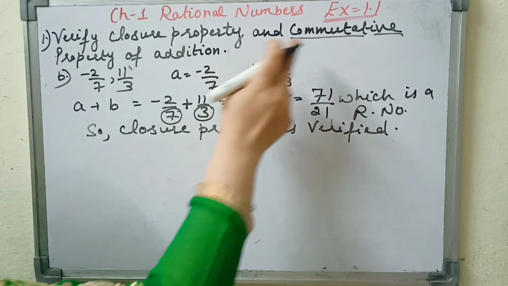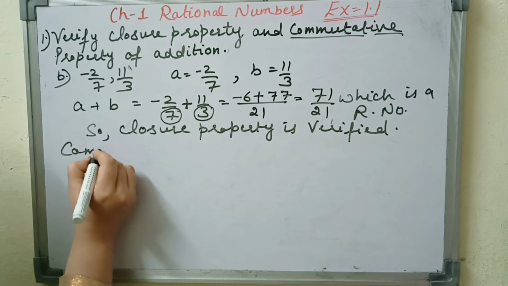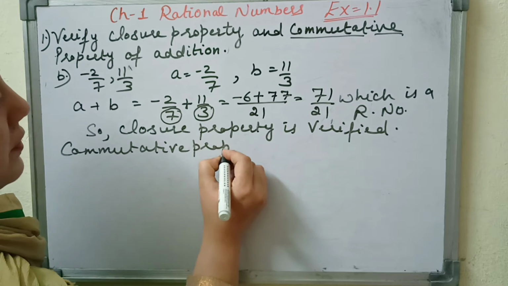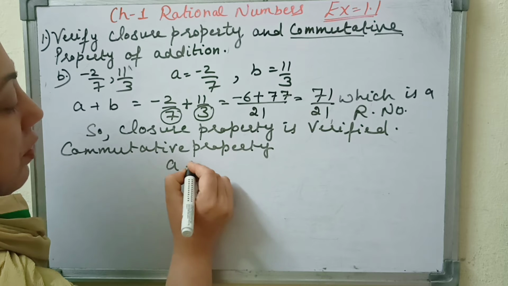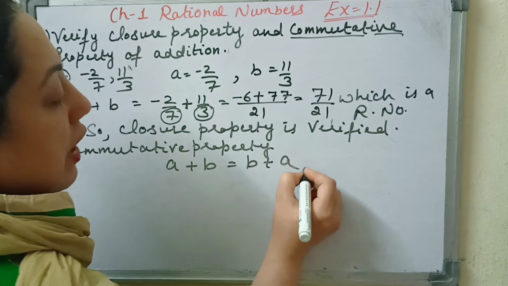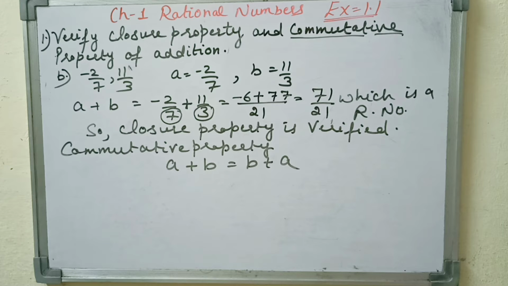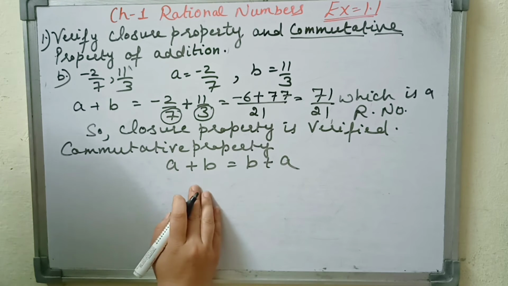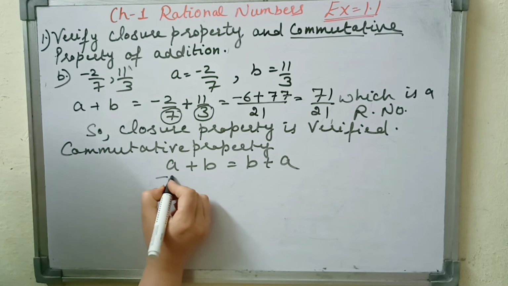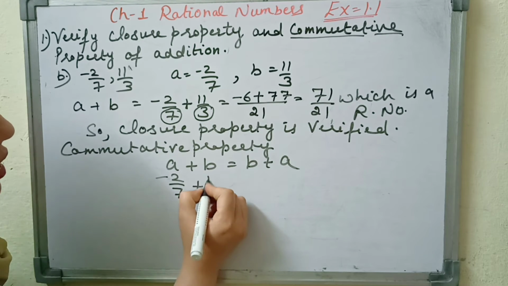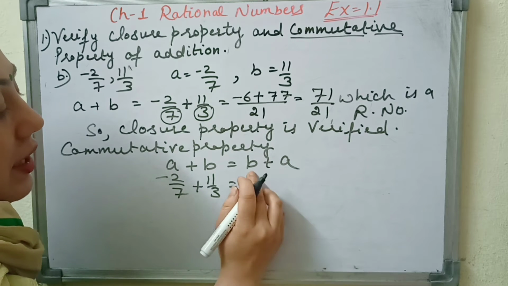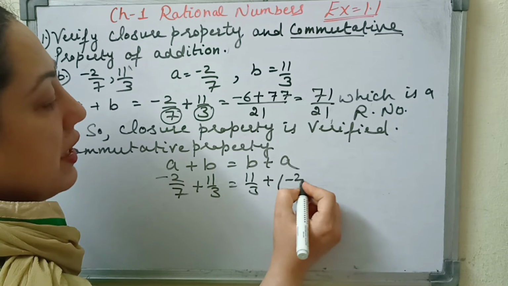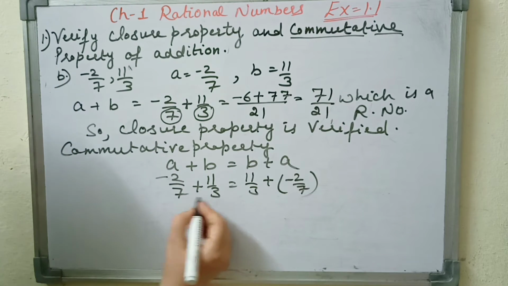Now, the next part is the commutative property. According to the commutative property, we know a plus b equals b plus a. Now, I simply put in the values and see whether the result is the same or not. Here a is minus 2 over 7 and b is 11 over 3. Now, their order is changed, so I put b, 11 over 3, and a, minus 2 over 7. Now, add these two terms.